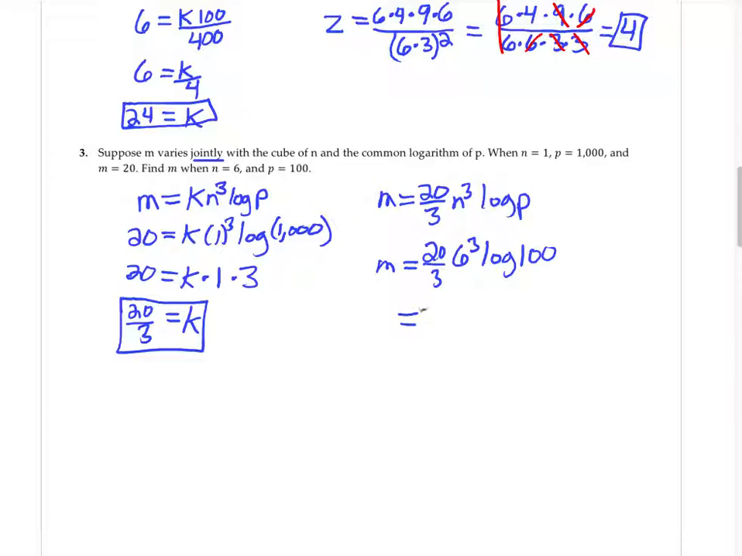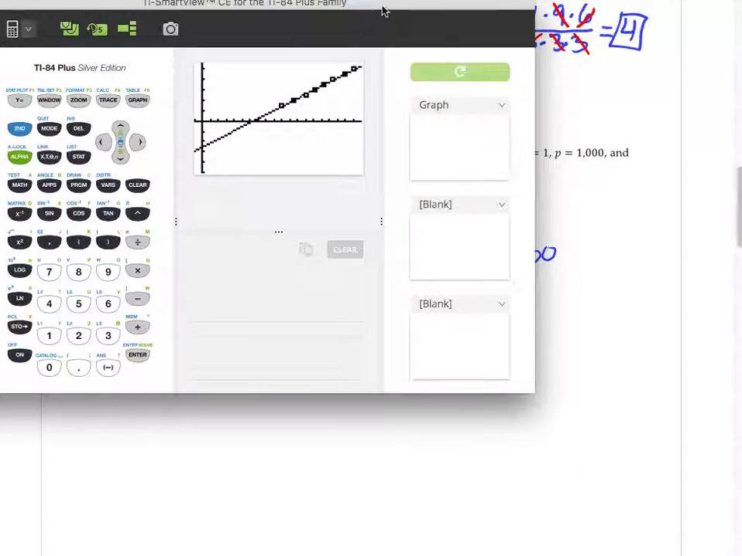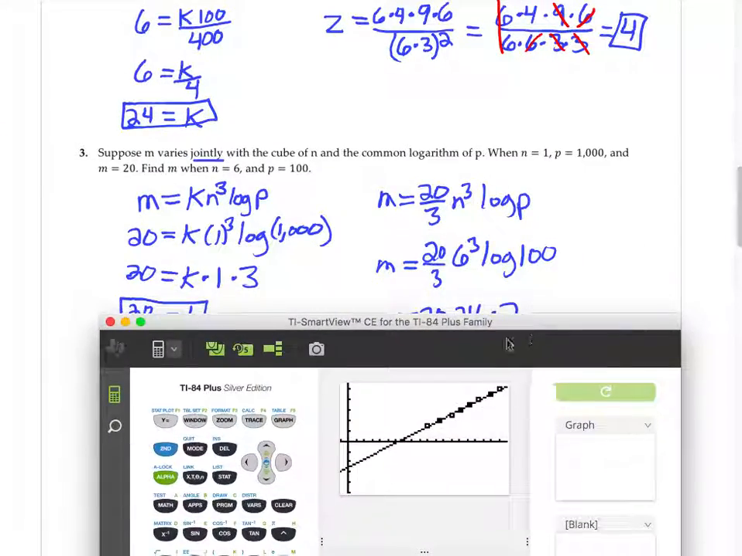So let's see, I'm going to have 20. I know from my power tables in Algebra 2, which my class uses, that that's 216. And log base 10 of 100 is 2. So I'm going to go ahead and stick that in my calculator this time. Let me pull up my calculator, and let's see what we've got.